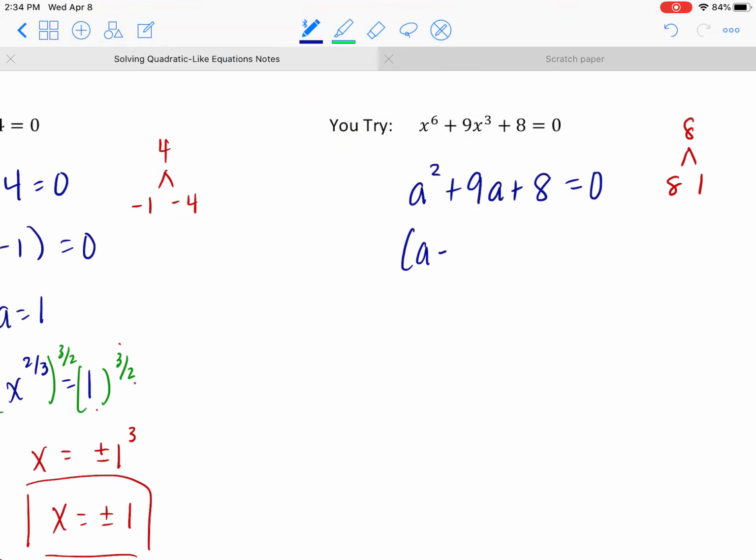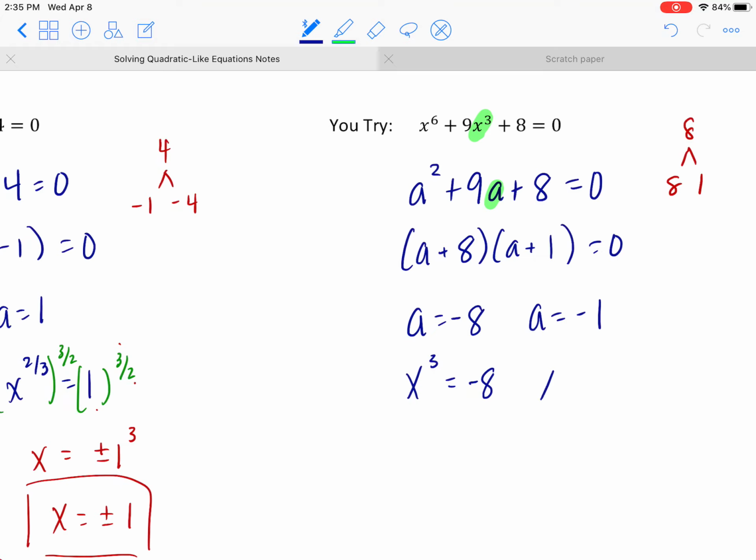I got one more here if you want to give it a shot. Feel free to pause. Otherwise, x to the 6th plus 9x cubed plus 8 equals 0. Let a equal x cubed, so a squared plus 9a plus 8 equals 0. Factors of 8 that make 9 are 8 and 1. So if this thing factors into (a + 8)(a + 1) equal to 0, then a is going to equal -8, and a is going to equal -1. All right, now we're going to replace a with what it replaced. So this becomes x cubed equals -8, and x cubed equals -1.